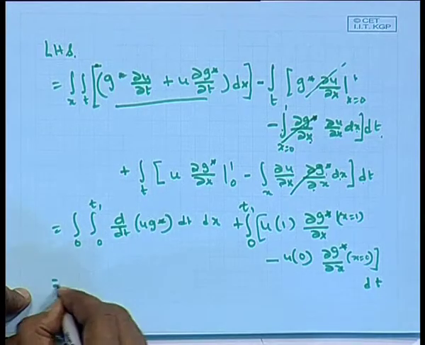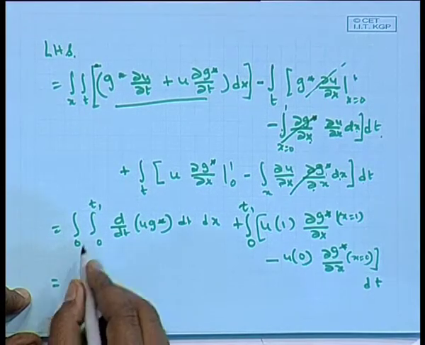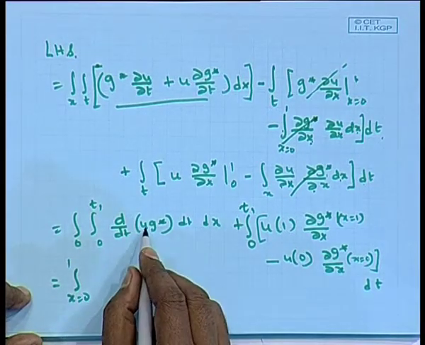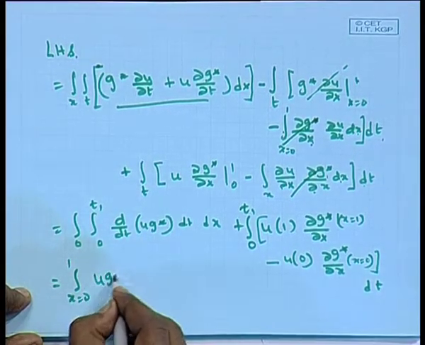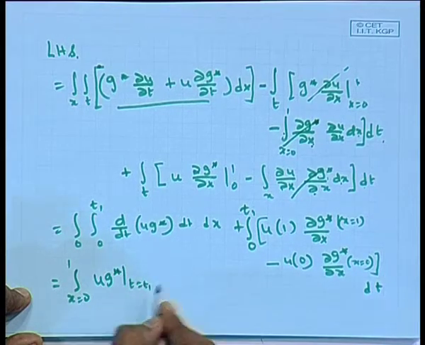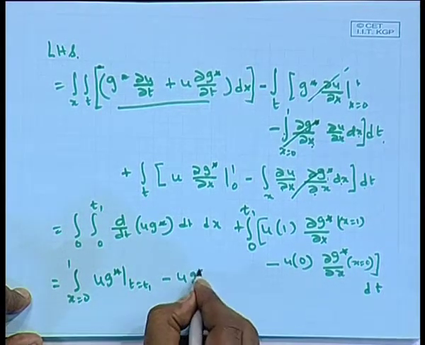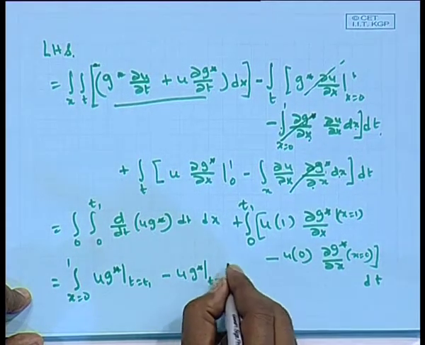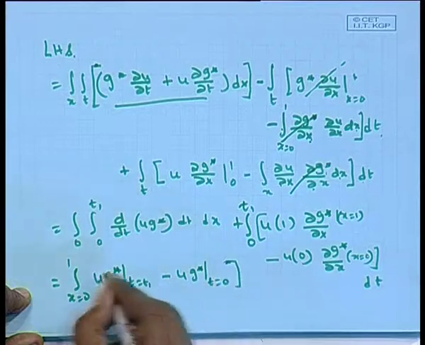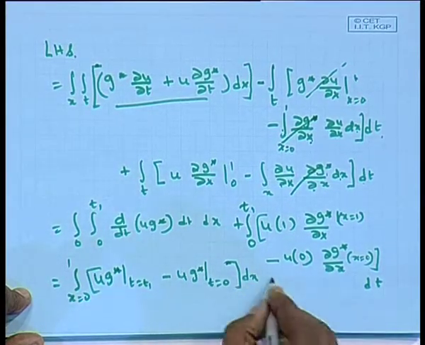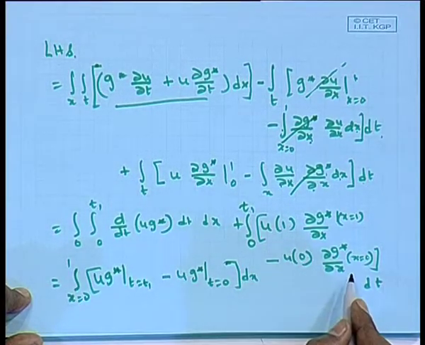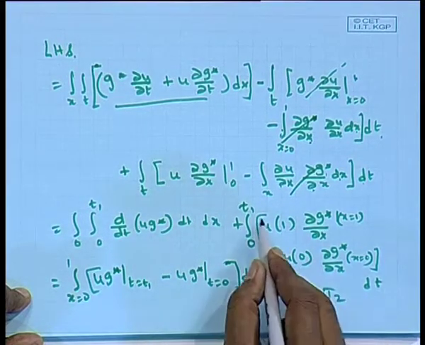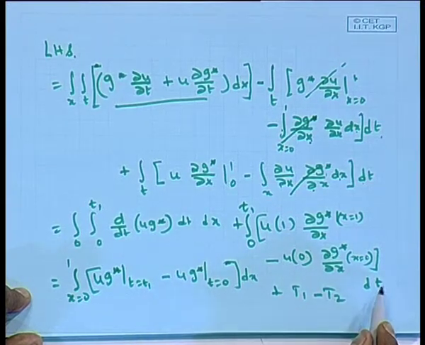Okay. Now, what about this? This will be from x equal to 0 to 1, u g star, u at t1 times g star at t equal to t1, minus u g star at time t equal to 0, dx, plus these two integrals. So, let us say this whole thing is t1 and this thing is t2. Okay.